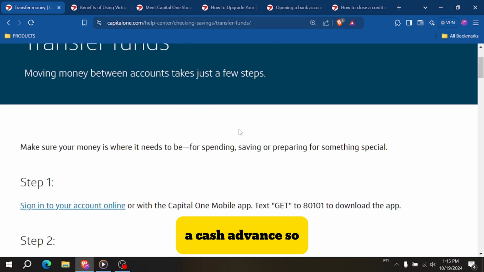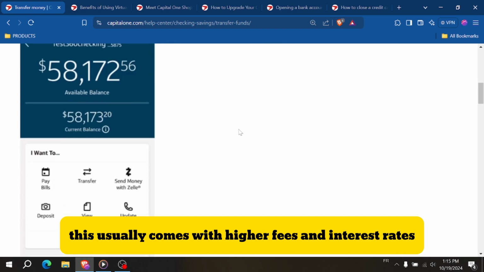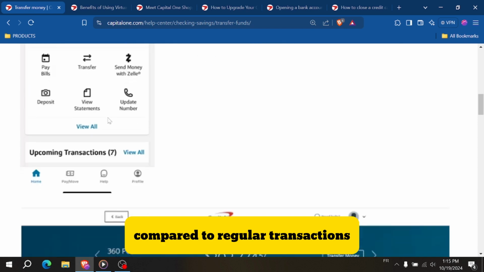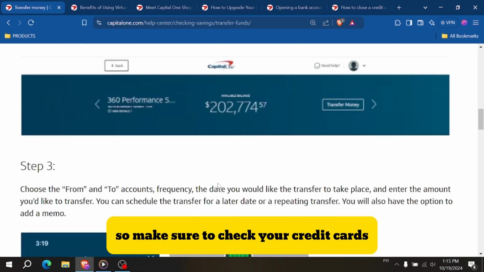Before we begin, it's important to know that transferring money from a credit card is considered a cash advance. So this usually comes with higher fees and interest rates compared to regular transactions. So make sure to check your credit card's terms and conditions before proceeding.